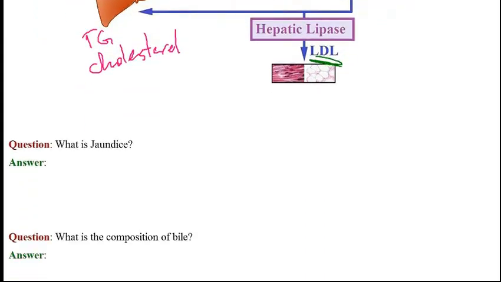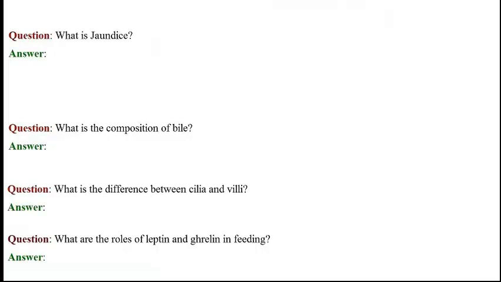All right, the next question is, you might have heard the term jaundice. What is jaundice? So it's basically the yellow discoloration of the skin, so yellow skin color, that is from buildup of too much bilirubin, and that is called jaundice.